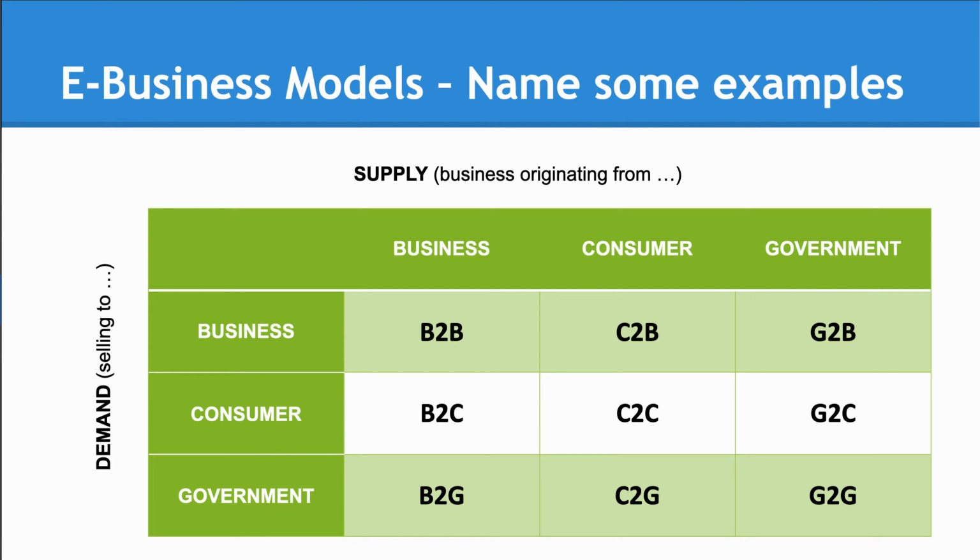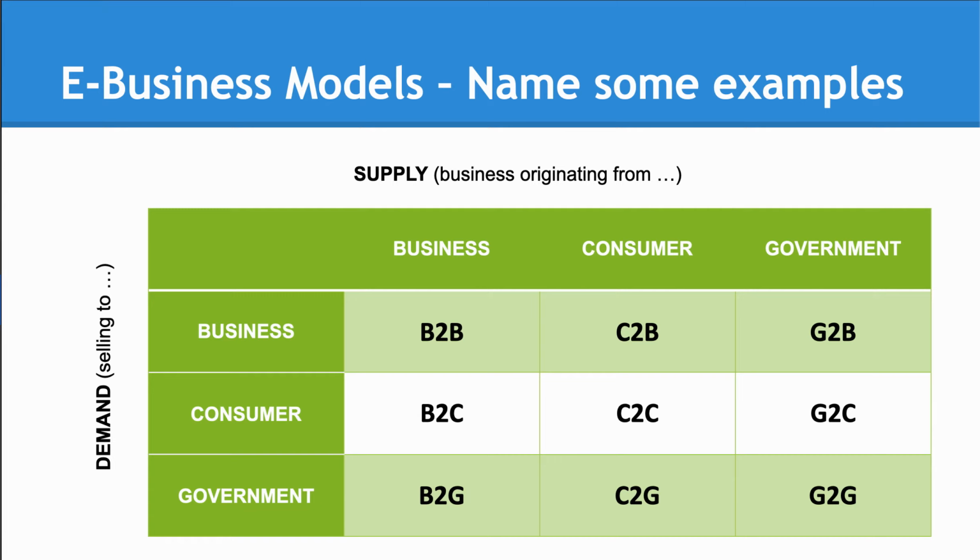Now, when you think of B2B, it's pretty easy. Business does business with business. But we like to mention these in terms of who is doing the demand and the supply. So when a business sells to a consumer, a business is supplying the goods or the services to a consumer, we would call it B2C, right?